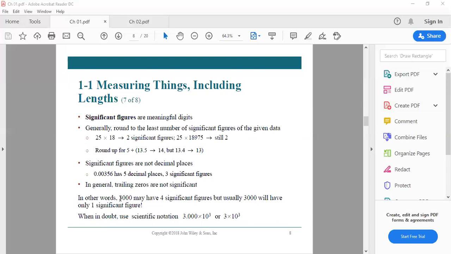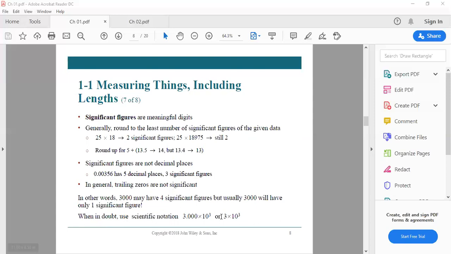In other words, you've got a 3000 there. You have to have these 3 zeros there in order to be able to tell you that's 3000. Otherwise, it would just be 3. But technically, you've only got 1 non-zero digit here, and so that's going to have 1 significant figure. That's really how that should have been, but it wasn't.